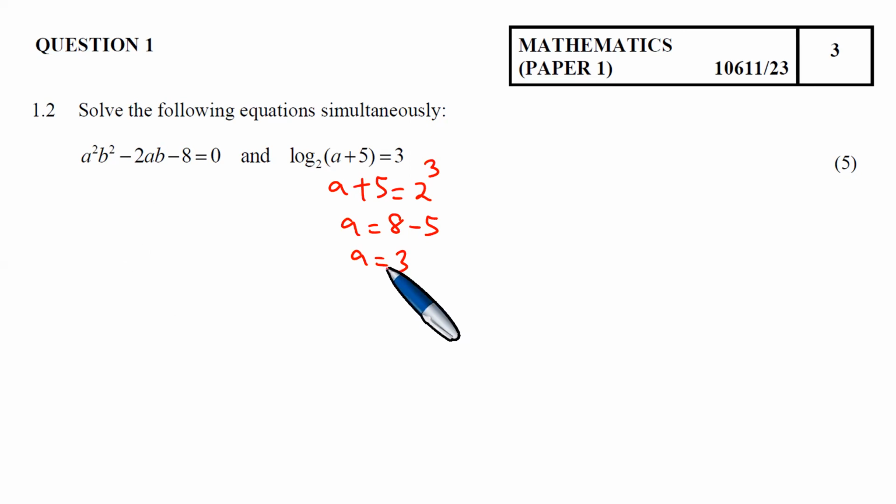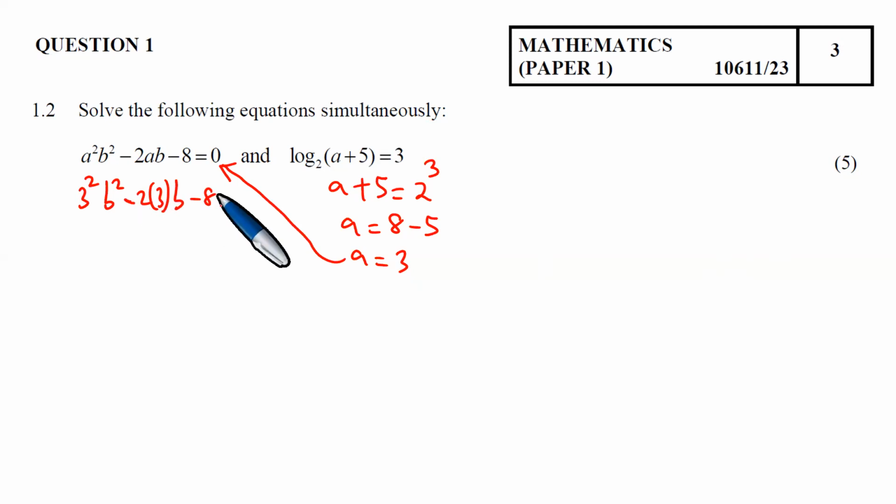And we have got the numerical value of a, and then we want to get b. So we substitute a into the other equation. Which means a is 3, so we have 3 squared times b squared, minus 2 times 3 times b, minus 8 equals 0. And then this becomes exactly 9b squared minus 6b minus 8 equals 0. And at this point, what do we have?